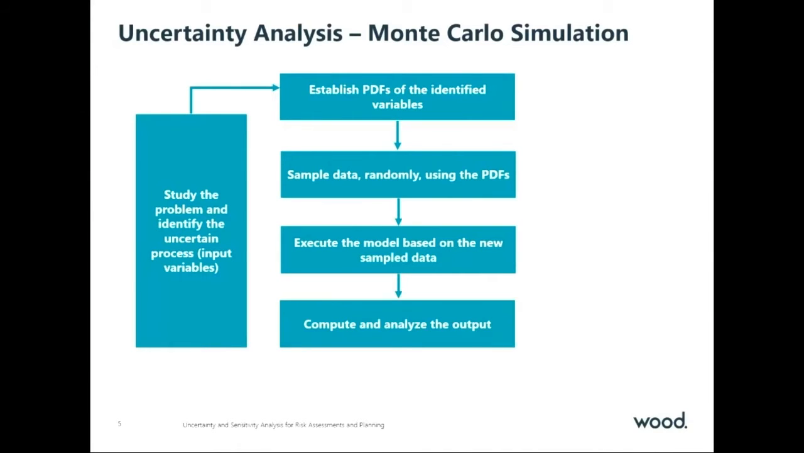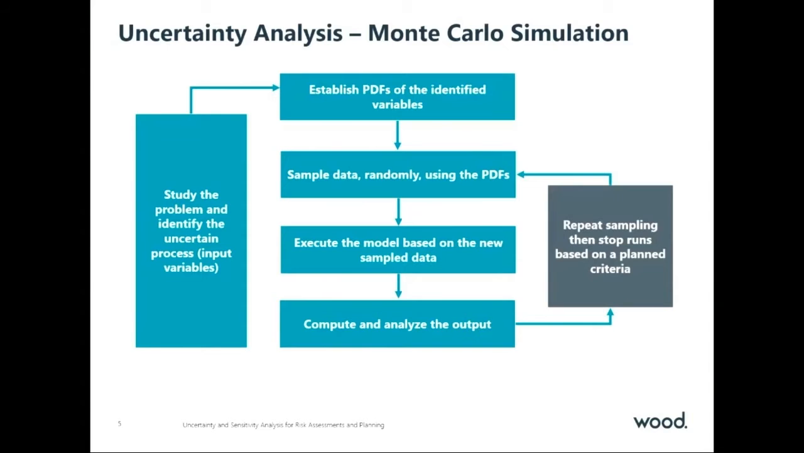Once you execute the model, you get the results. So for every sampling from the input variables, you will get one output. But if you rerun the model many times, at the end, you will have an output distribution. You will have a number of outputs equivalent to the number of reruns. So if I run the model 1,000 times, I'm going to have 1,000 outputs.